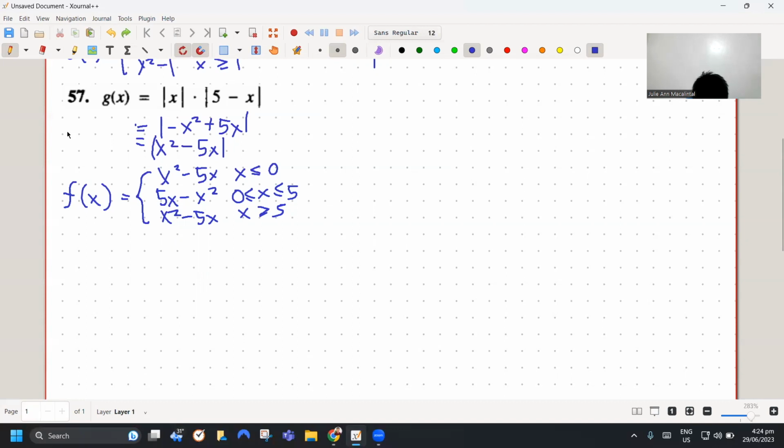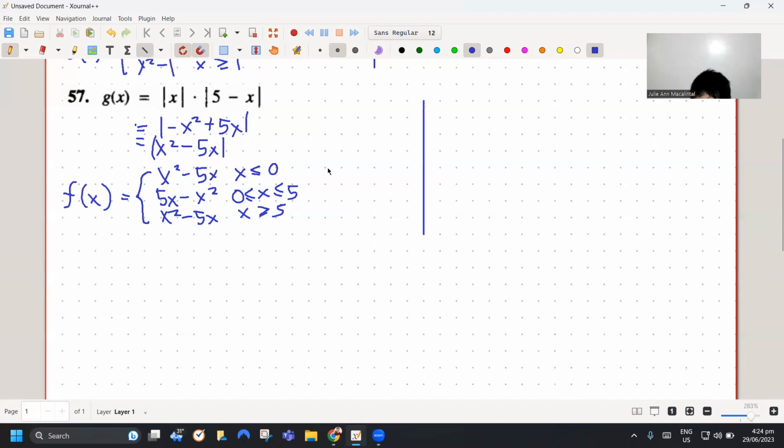Over 2. 5 halves po. So it happens that x equals 5 halves or 2.5. Tapos ano yung value ng y? 25 over 4 po. Okay. So, kasi kailangan for scaling, in decimal form. 6.25. Okay.